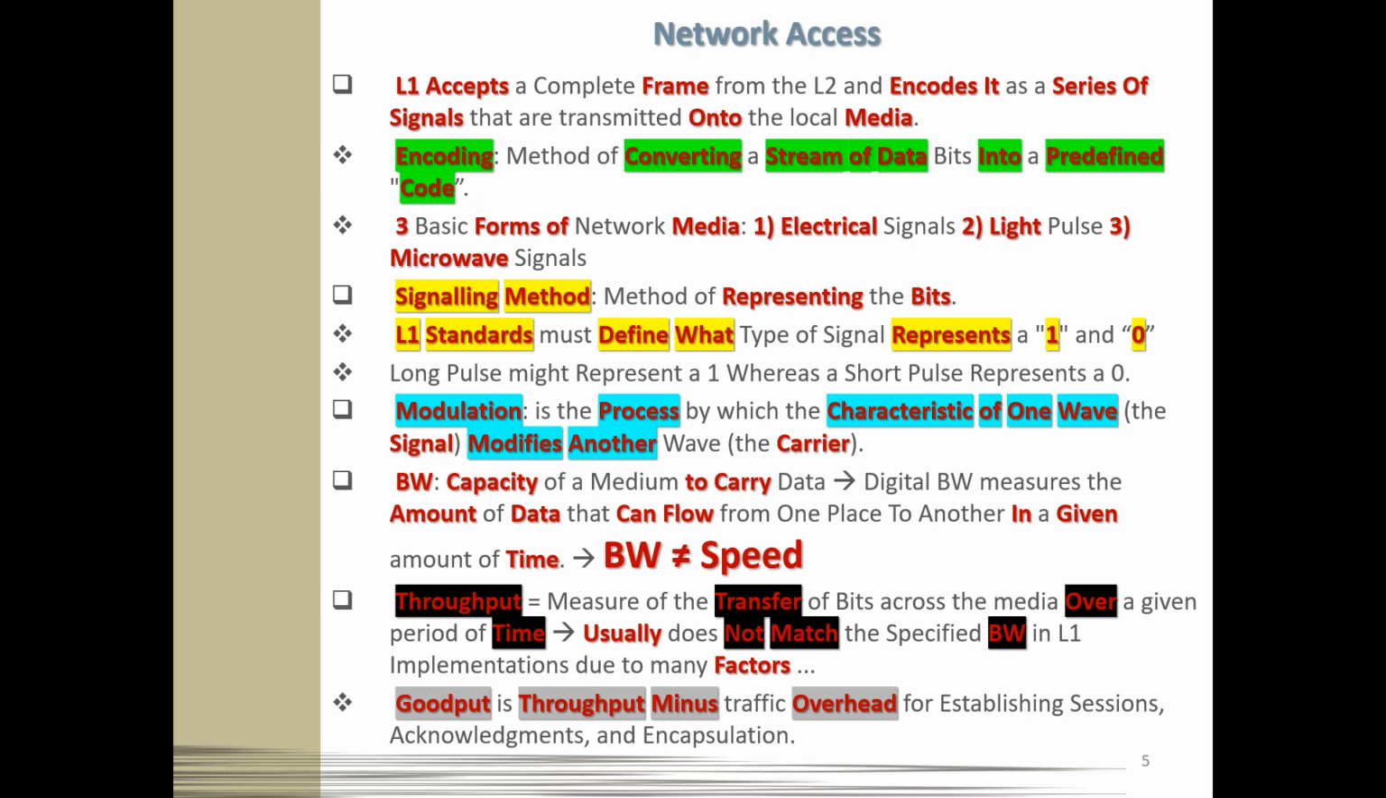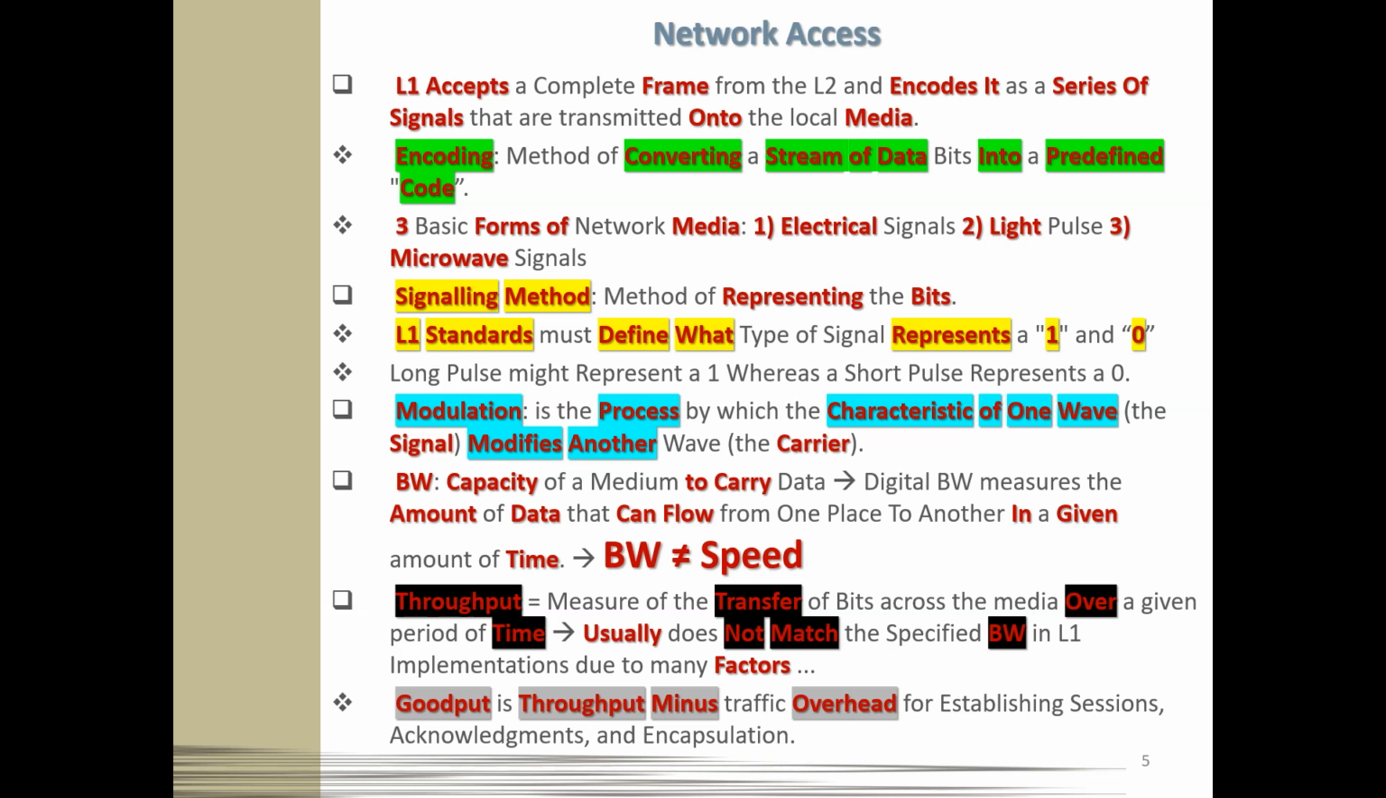When we are talking about local media, three basic forms of network media are intended. The first category relies on electrical signals, the second one light pulses, and the third category microwave signals, or wireless media. This brings the next concept here, signaling method, the method by which we represent the bits, and it is defined based on different layer 1 standards. So layer 1 standards are there to define what type of signals represent, let's say, a 1 or a 0. The method of representing the bits is our signaling method.